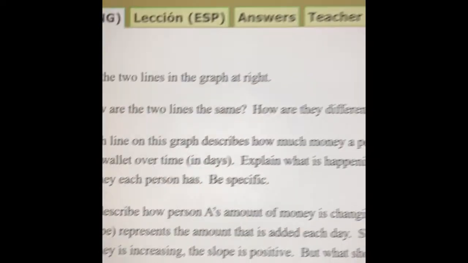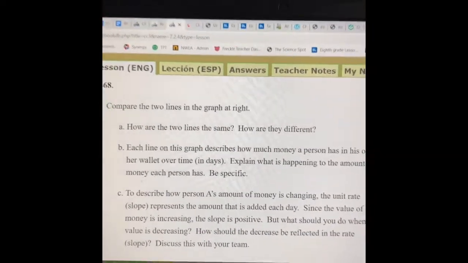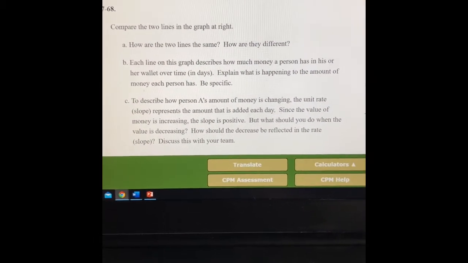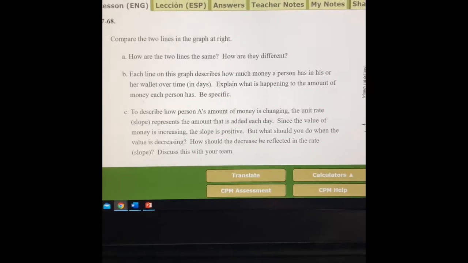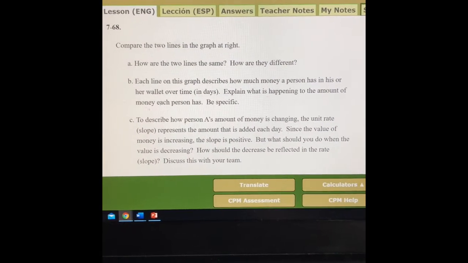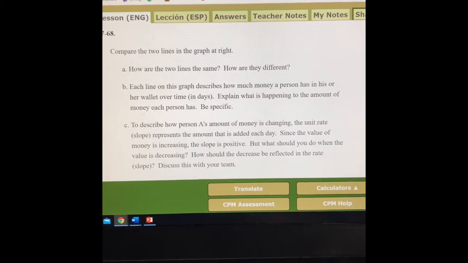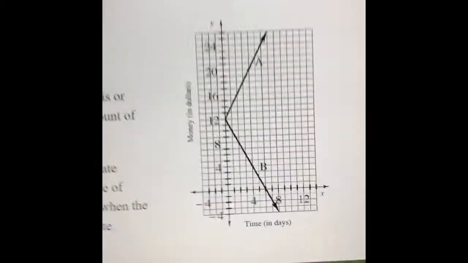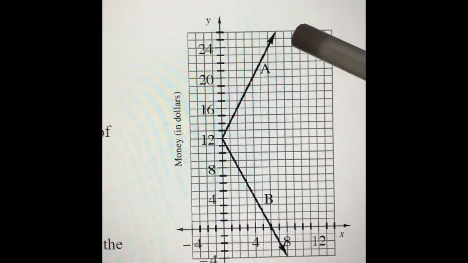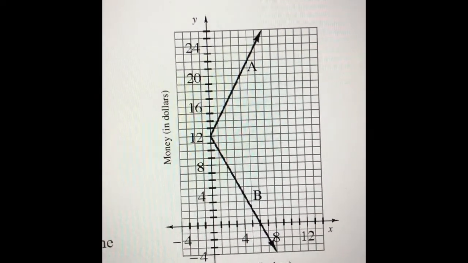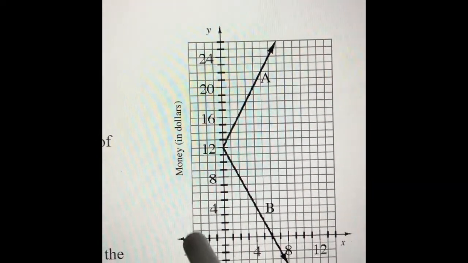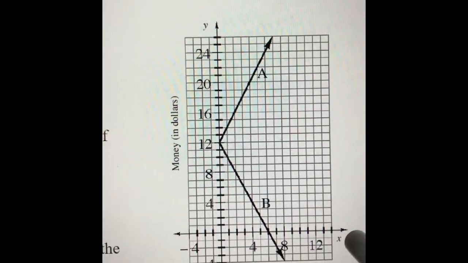All right. For part B, it says each line on this graph describes how much money a person has in his or her wallet over time in days. Explain what is happening to the amount of money each person has. Be specific. So here's person A's money going up, and here's person B's money going down, because the money is the Y and the X is the time.